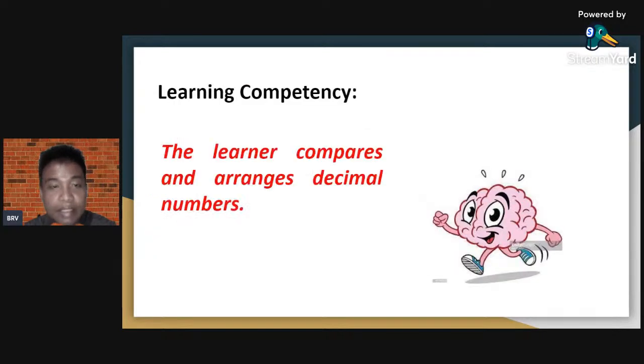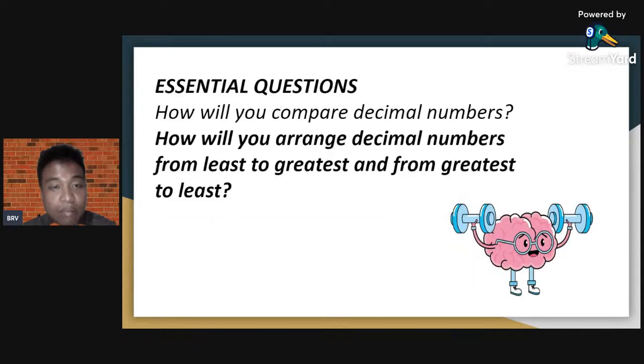Now, learning competency: the learner compares and arranges decimal numbers. These are our learning competencies, and here are our essential questions. How will you compare decimals? How will you arrange decimals from least to greatest and from greatest to least? Vice versa. Those are the things that we are going to answer.